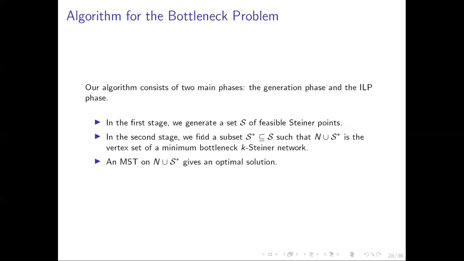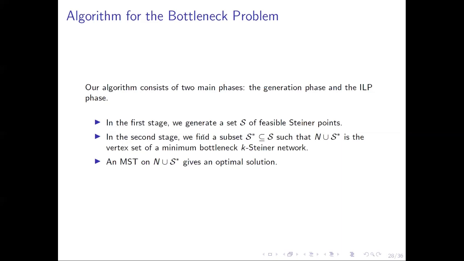So we'll give a brief overview of our algorithm. Again, we have two main phases, the generation phase and the LP phase, which sounds familiar. In the first stage, we want to obtain a minimum k-BST. So our aim is to generate a set of Steiner points which contains the Steiner points of at least one minimum k-BST.